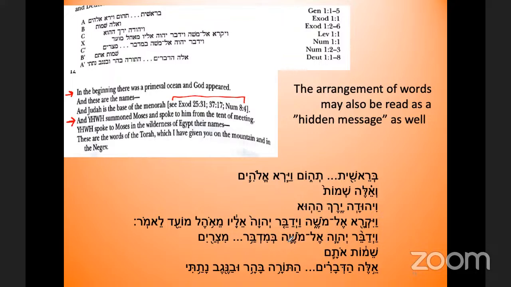Vayedaber Yahweh el Moshe bemidbar, Mitzrayim, Shmot Otam. So Yahweh spoke to Moses in the wilderness, their names. And then the last one, Ele Hadevarim, HaTorah, Bahar, Uva Negev, Natati. These are the words of the Torah, which I have given you on the mountain and in the Negev. Okay.